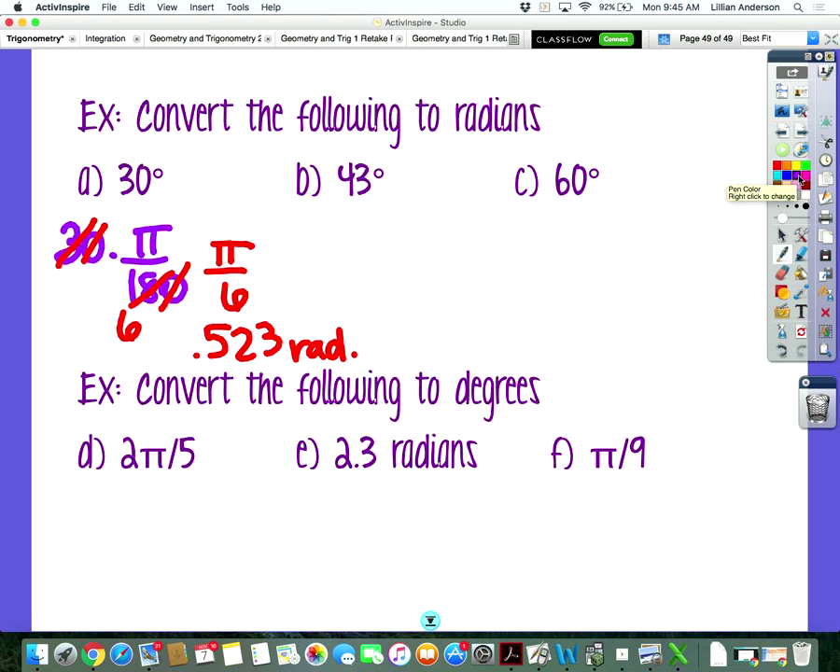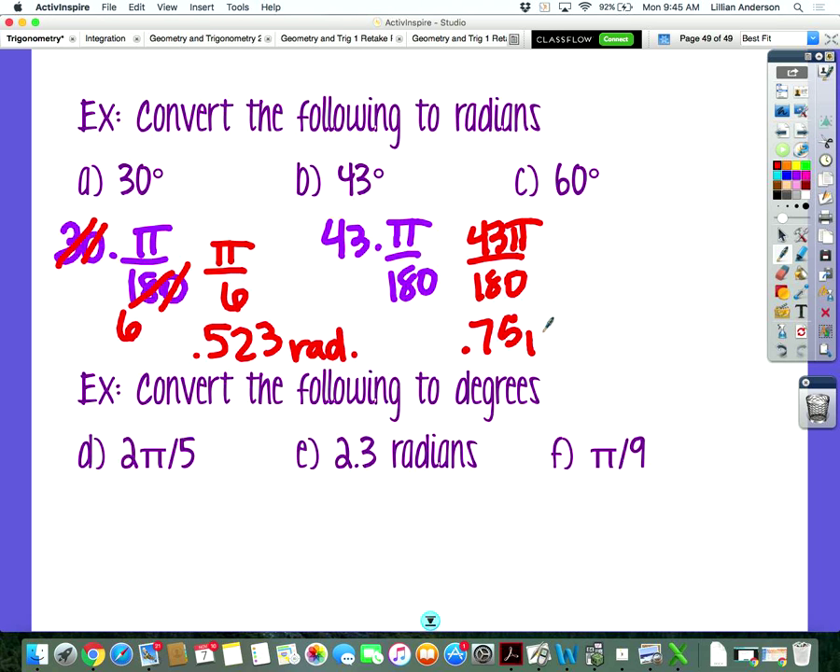So, do the same thing. 43 times pi over 180. Does 43 go into 180 at all? No. So then you just multiply straight across and you have 43 pi over 180. Or, what's the radian measure in decimal?